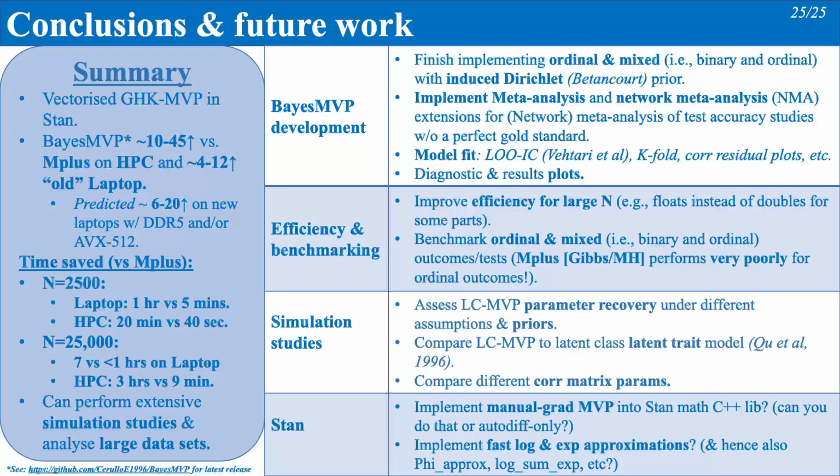So this is just the conclusion slide. To summarize, I vectorized the GHK MVP in Stan. In terms of time saved for 2,500 people, it's an hour versus 5 minutes compared to M+. On the HPC, 20 minutes versus 40 seconds. For really big data sets, you also get big savings: 3 hours versus 9 minutes on the computer, for example.